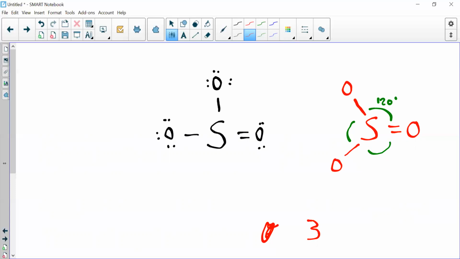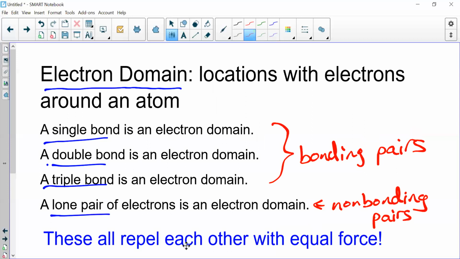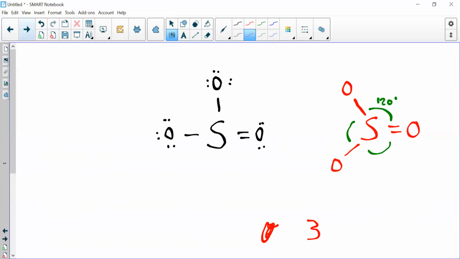And what I wrote in blue here is important. These all repel each other with equal force. It would be very logical to say, well, this one has 4 electrons, this has 2 electrons, and this has 2 electrons. So aren't these 4 going to repel these stronger and kind of bend these single ones in? So it would look more like this, where it wouldn't be 120 degrees here, it would be more here and less here. That's a very logical thing to think.